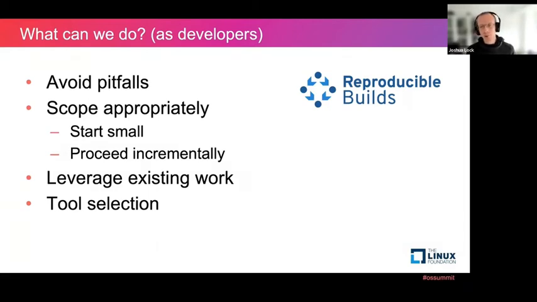I also think it's important to scope appropriately. Things you directly control, your projects, the container images you produce, et cetera, are much easier to affect than trying to solve this for the entire ecosystem in a single swoop. Incremental progress is going to help you feel like you're achieving things. It takes a very long time, especially for complex software projects, to go from not at all reproducible to fully reproducible.